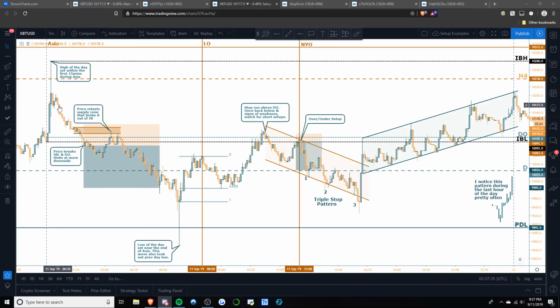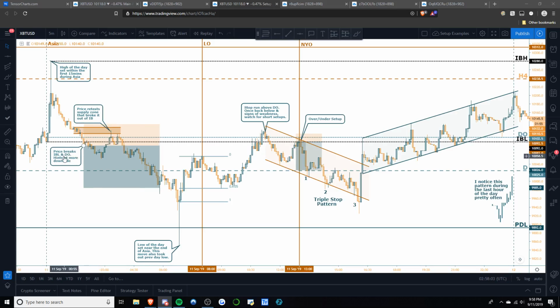So, right off the open, the beginning of Asia, we set the high of the day within the first 15 minutes after the open. That is also the initial balance high. Price makes its way lower here and forms a supply zone when price breaks down. This consolidation led to the breakdown below the daily open. So this supply zone broke the daily open and the initial balance low.